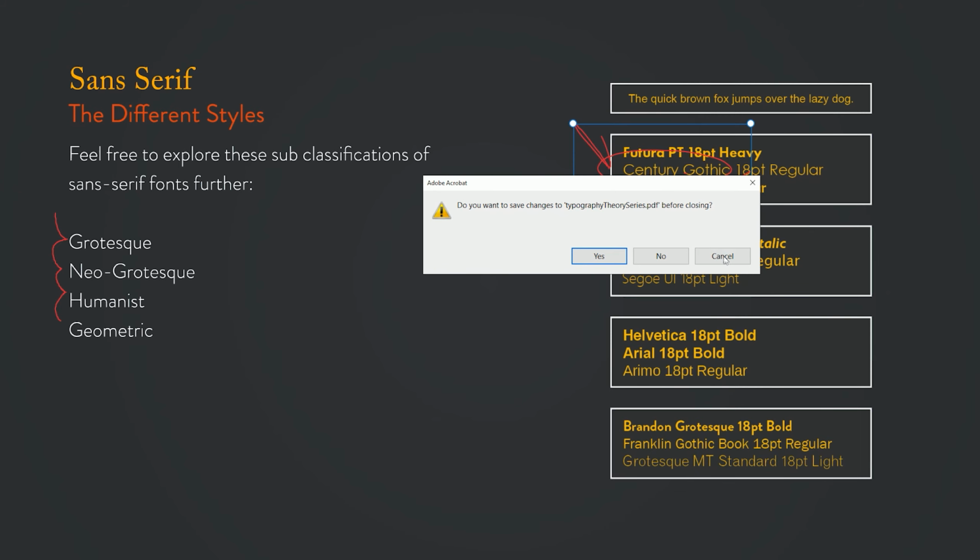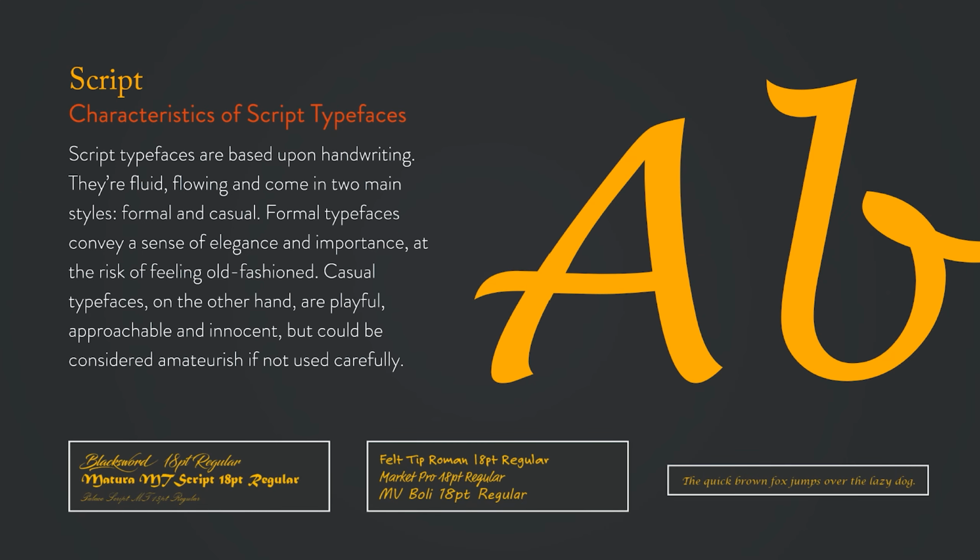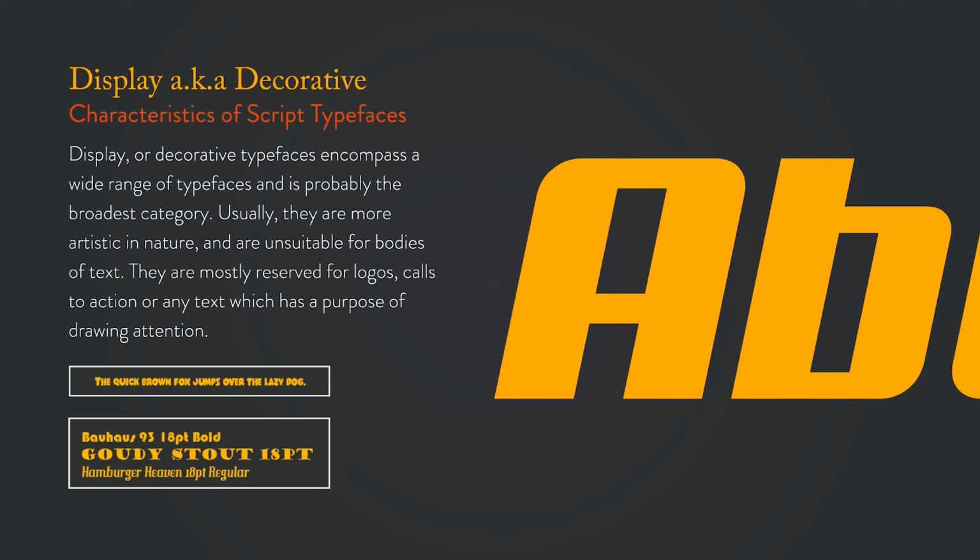Moving on. Script. Script typefaces look like or are supposed to emulate handwriting. There's generally two types, which is going to be casual and formal, and you can probably see just at a glance what those two types look like. Okay, they're fluid, they flow, they can convey a sense of elegance and importance. That's usually going to be the formal type. Casual typefaces, on the other hand, are more playful and approachable, but can look amateur and can be quite hard to read. That's both formal and casual, can be quite hard to read.